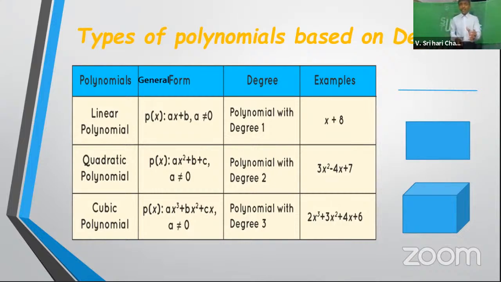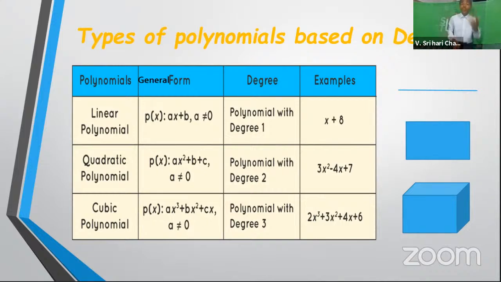In the cubic case also, put b and c equal to 0. What happens? The second term and third term become 0, so we are left with only one term, that is ax cube. So ax cube also makes a cubic polynomial. If we put b and c equal to 0, it is not a problem at all. Nothing changes whether we include them or not.